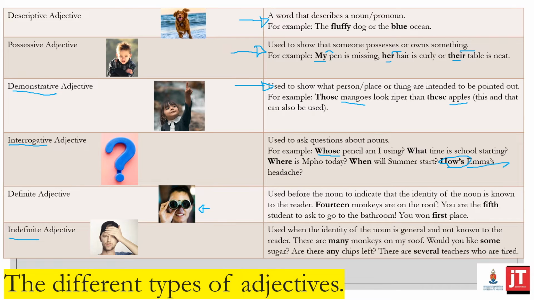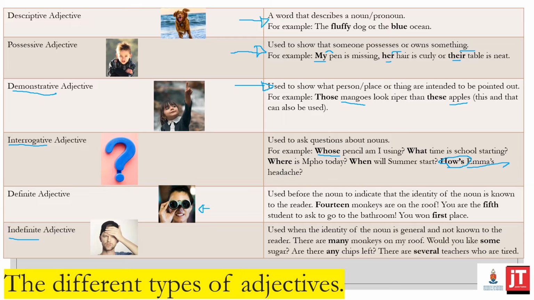And indefinite, kind of just like, I don't really know, but I can give you a ballpark number. Okay, so let's take a look at the definite. Definites are used before the noun and they indicate the identity of the noun. They indicate that the identity of the noun is known to the reader.